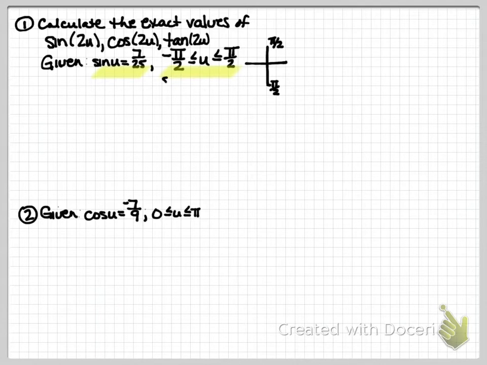This is going from smaller to larger. So we're going to start at the negative pi over 2, and going larger is moving in a counterclockwise way, up here.